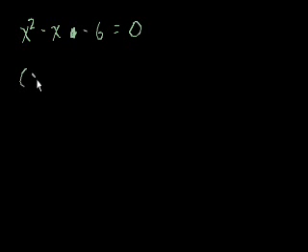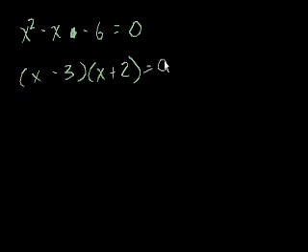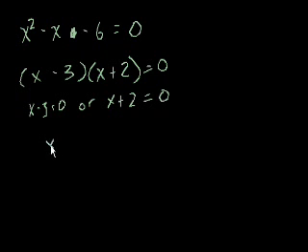So in general, you've already learned how to factor a second degree equation. You've learned that if I had, say, x squared minus x minus 6 equals 0, that you could factor that as x minus 3 and x plus 2 equals 0, which either means that x minus 3 equals 0 or x plus 2 equals 0. So x equals 3 or negative 2.